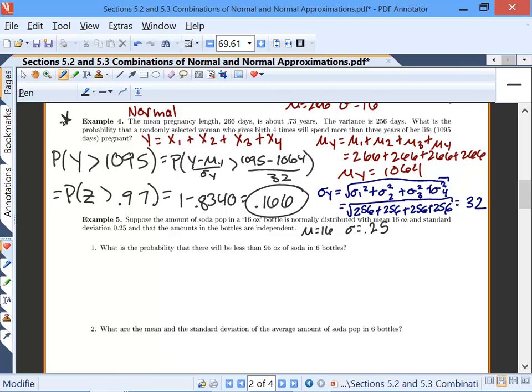Let's see, what is the probability that there will be less than 95 ounces of soda in 6 bottles? First of all, that sounds to me like I'm looking for the total weight in 6 bottles. So what is my new random variable? Let's just call it W. That's saying I take the first random variable plus the second random variable all the way up to the sixth random variable, right? I want to add these bottles because it's not just the first bottle times 6, each bottle could be different, and that's why I need to make sure I am adding them.